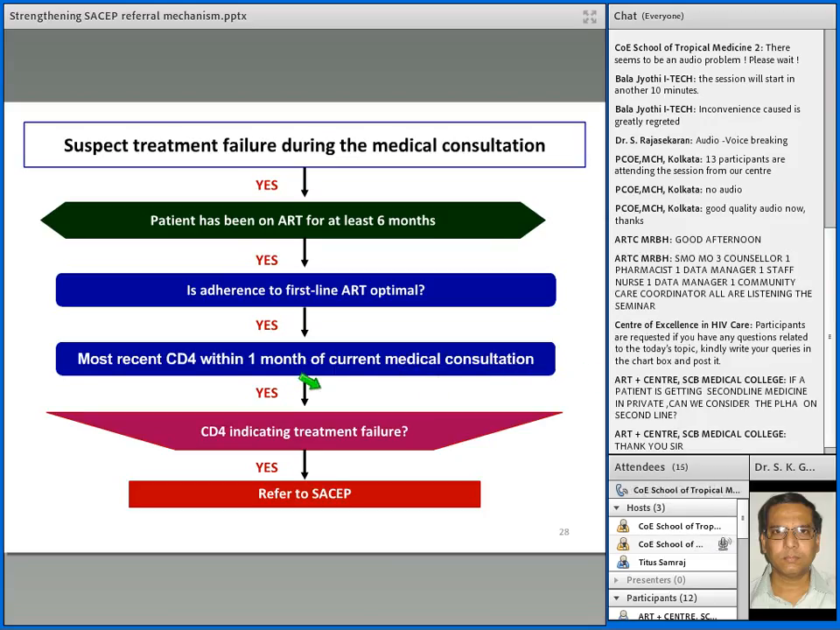Once it is done, you need to see whether the CD4 is indicative of treatment failure by one of those 3 criteria as we have discussed. Either the CD4 falls below the baseline, or the CD4 count falls more than 50% from the on-treatment peak value, or it fails to reach the magic figure of 100 even after 1 year of ART. Then only you can send the referral. So these are the key steps that you need to follow at the ART center.